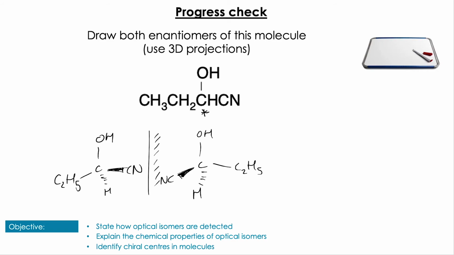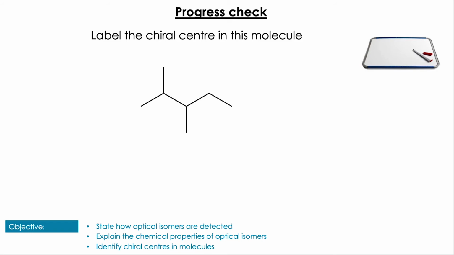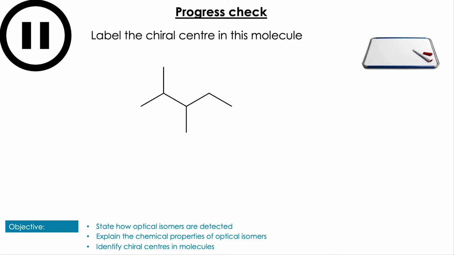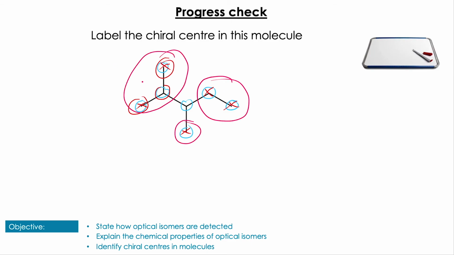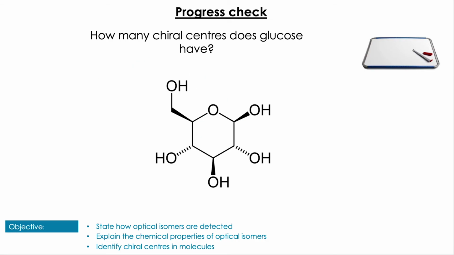Okay, next question. Label the chiral center in this molecule. Pause the video to have a go at that. Pop them up. Once again, find all your sp3 hybridized carbons, which in this molecule is all of them. Discount all your CH3 and CH2 groups. Now this one here has two CH3 groups attached, so it can't be chiral. And this one on the right hand side, however, does have a CH3, a C2H5, a C3H7 and a hydrogen, so it is chiral. Slightly more difficult now, try that with glucose.